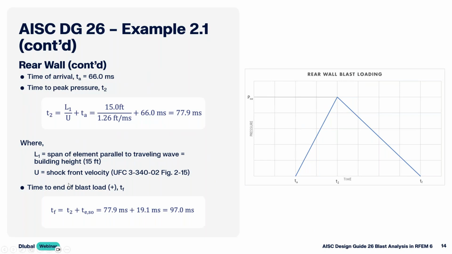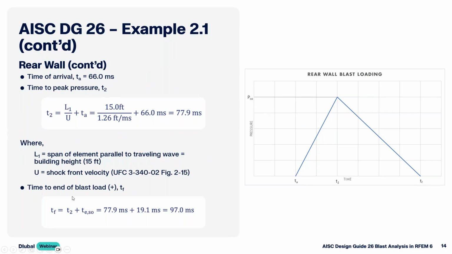U is going to be the shock front velocity. This is given directly in figure 2-15. We input these values into this equation and we get a time duration of 77.9 milliseconds. So now we know T sub A, we know T sub 2. The final time we need to determine is this T sub F.